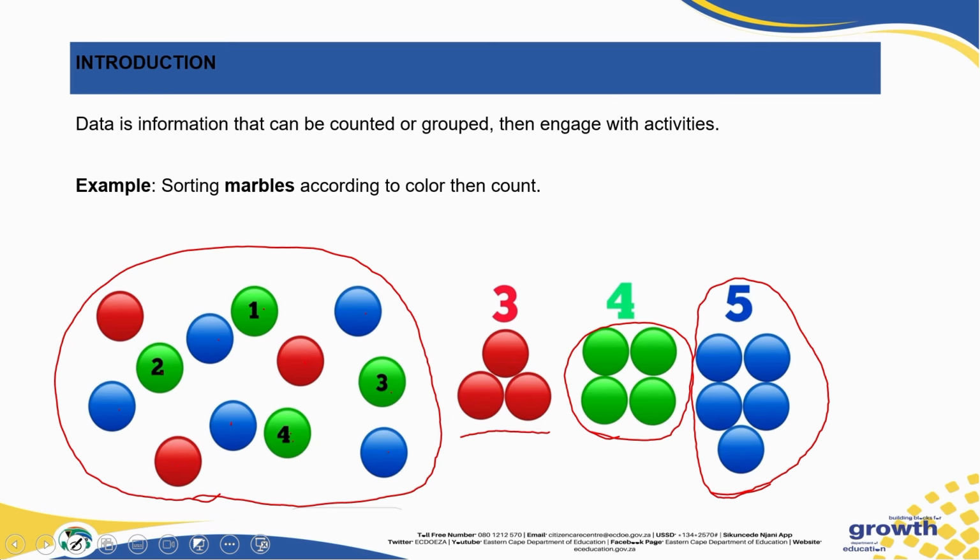I wrote these marbles in numbers. Here is 3 representing red marbles. Here is 4, number 4, representing green marbles. Here is 5, representing our blue marbles. Can you see, grade ones? We are moving. We are collecting data. Now we are moving to our lesson.